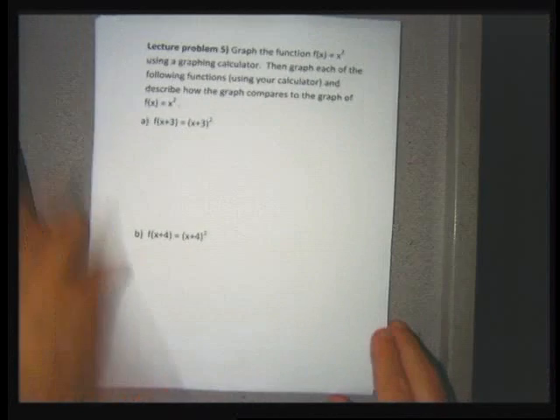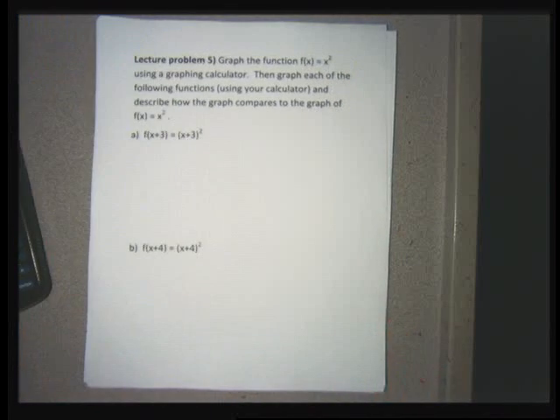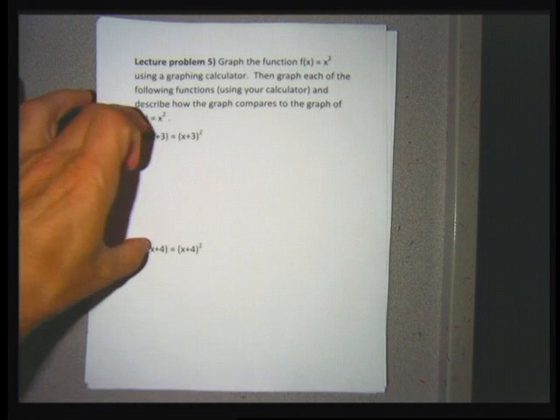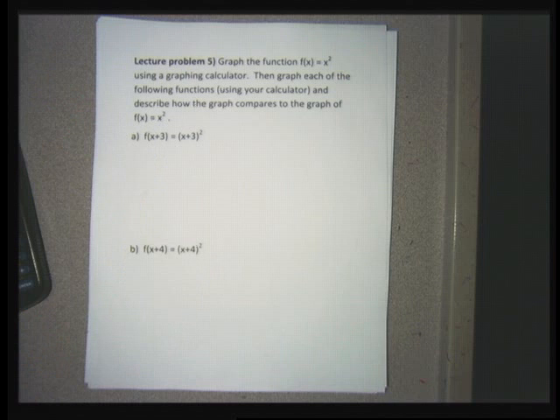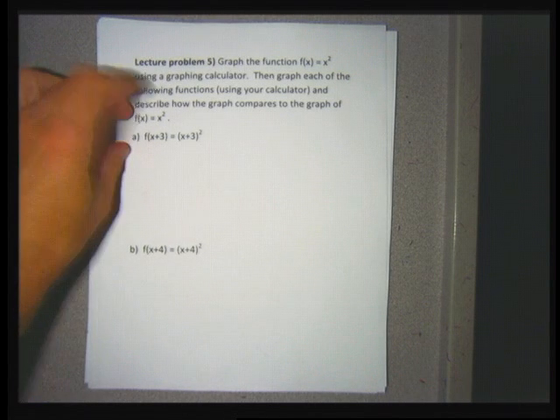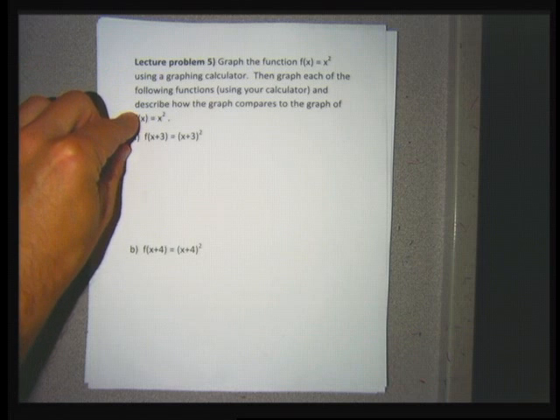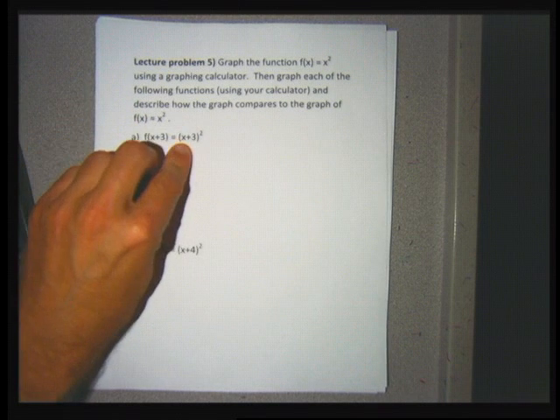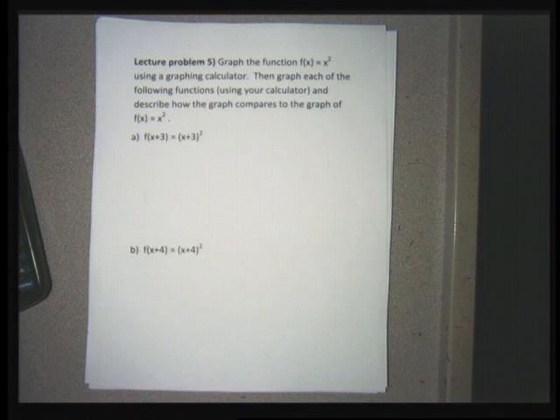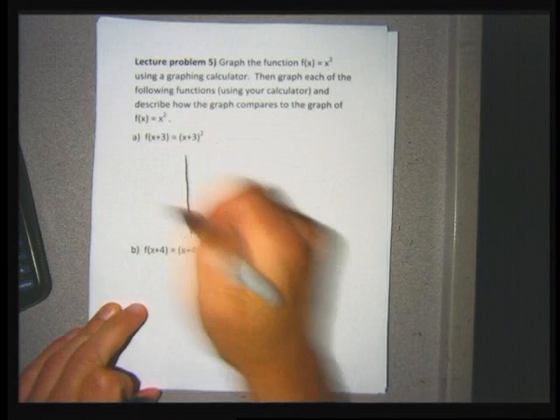In this section, we're going to be doing 6 different kinds of movings of the graph. And the beginning one we did is moving something to the right. These next ones, it's counterintuitive, but they're going to be moved to the left. So problem 5 here says graph f of x equals x squared, which is a parabola, and then graph f of x equals (x plus 3) squared, and describe how the graphs relate.